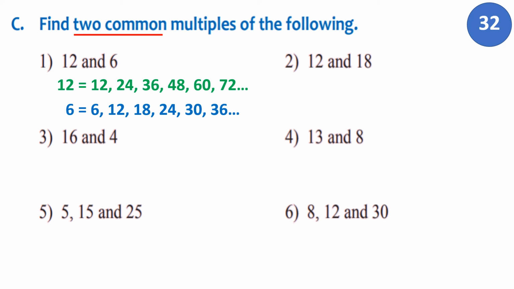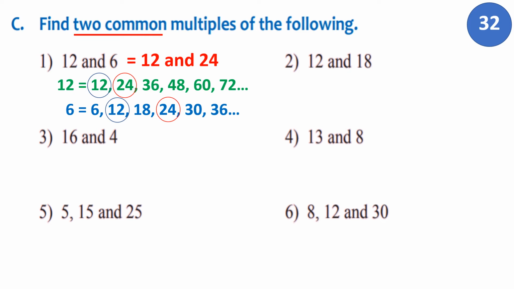Then you can see they have common multiples. Which ones? 12. They are common. And 24. Correct, students? That is your answer. 12 and 24 are 2 common multiples of 12 and 6.